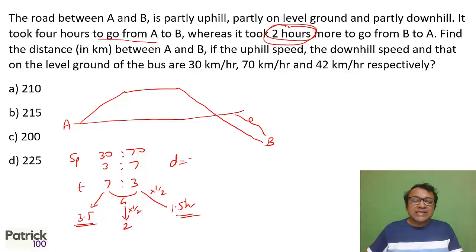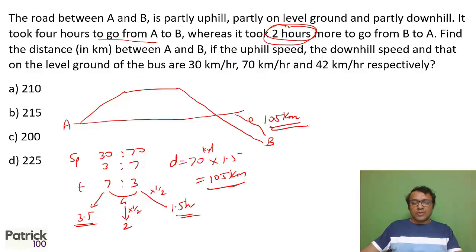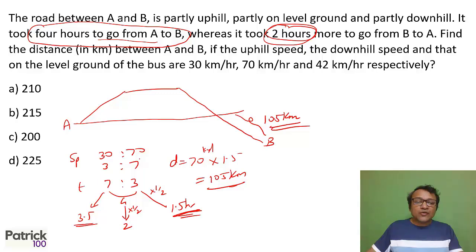So the distance traveled is 70 kilometers per hour in 1.5 hours, which is 105 kilometers. So this extra distance is 105 kilometers. Now let's look at the remaining time. The 4 hours from A to B will include this 1.5 hours of going downhill on the extra distance. So 4 minus 1.5, the remaining time will be 2.5 hours.